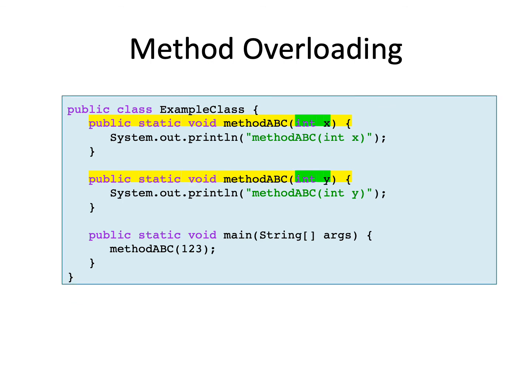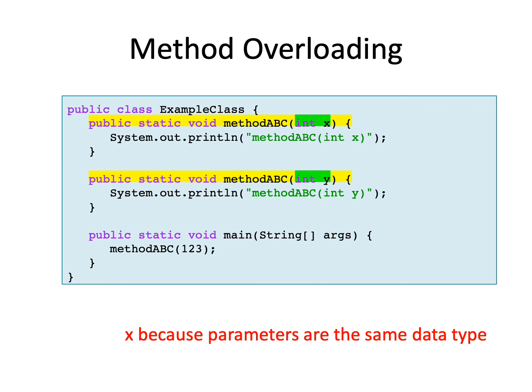What about this? Here we have int x and int y. Are these method overloading? These are invalid. It will give the same error as before, which is methodABC has already been defined. In the beginning, we have already learned that int x and int y are just local variables. It does not matter what we call them. These two methods are exactly the same.